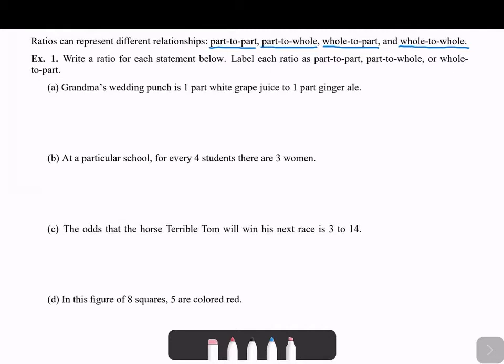It just tells us what portion of the punch is made up of grape juice and what portion is made up of ginger ale. So this can be represented as the ratio 1 to 1, meaning there are equal parts grape juice and ginger ale, meaning half of the punch is grape juice and half is ginger ale, mixed equally. This is an example of a part to part relationship, because part of the punch is grape juice and part is ginger ale, and we compare those parts in this ratio.